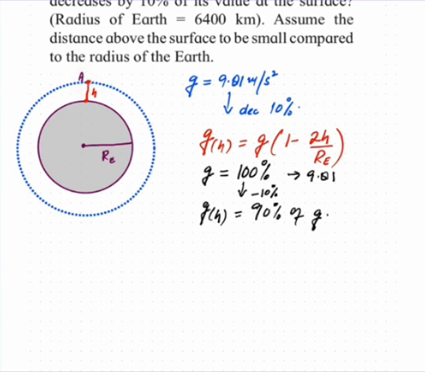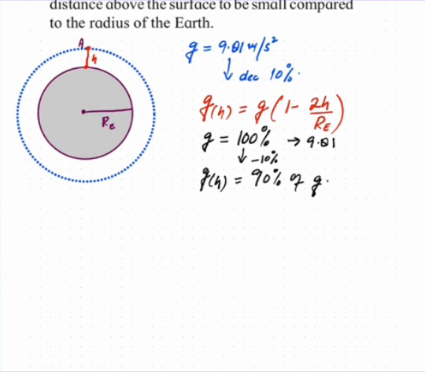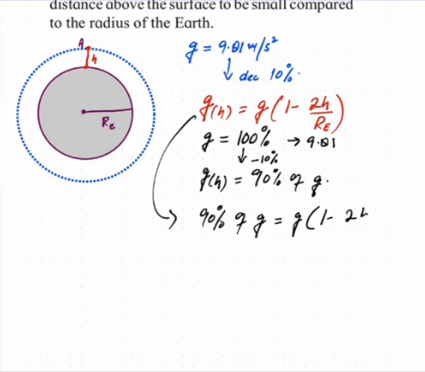Then putting the value into g_h using this equation, we can write this as 90% of g is equal to g(1 - 2h/R). Now you can see that this g and g will cancel and you will get 90% here, and we know that 90 divided by 100 is equal to 0.9, which is equal to 1 - 2h/R.